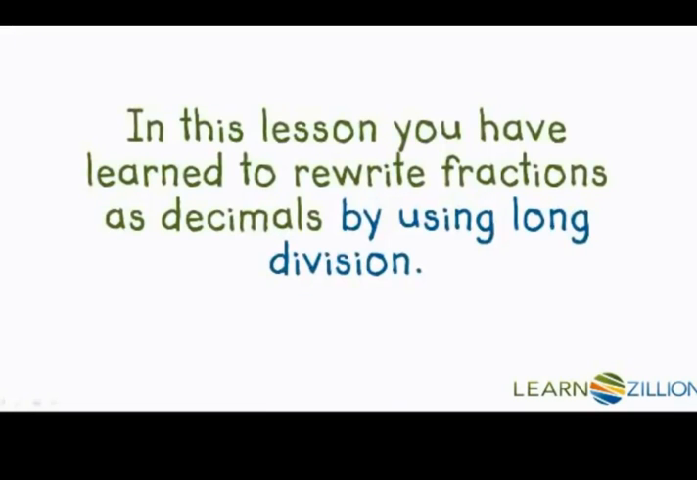In this lesson, you've learned to rewrite fractions as decimals by using long division.